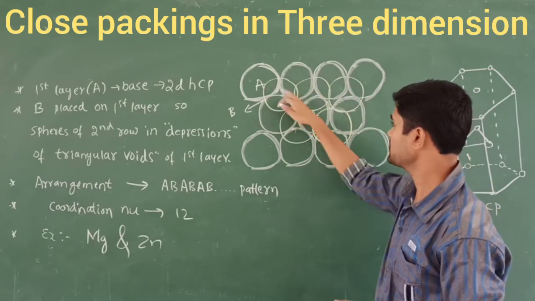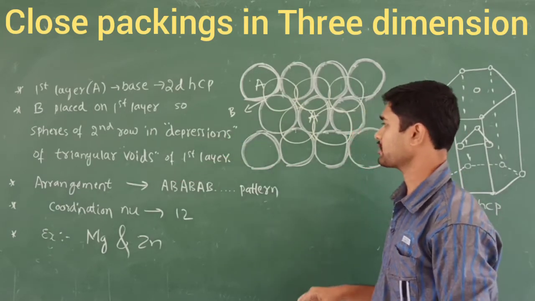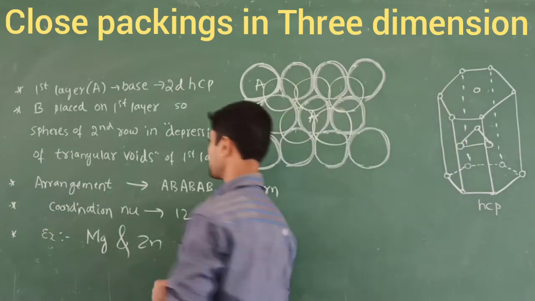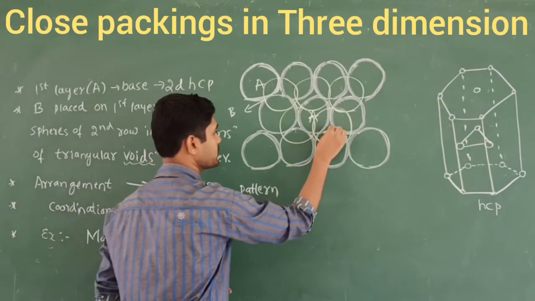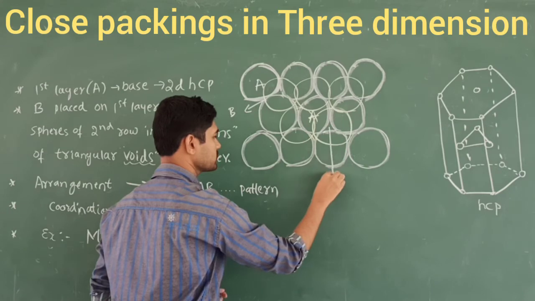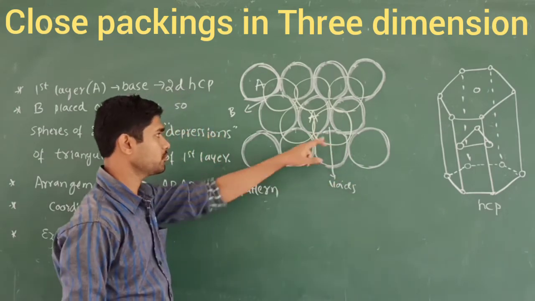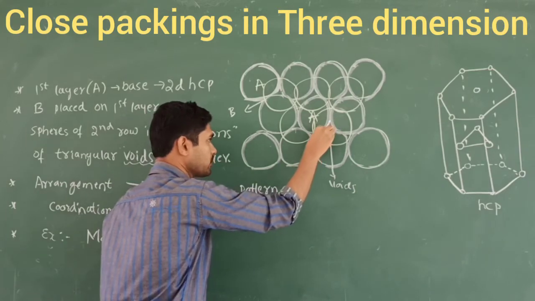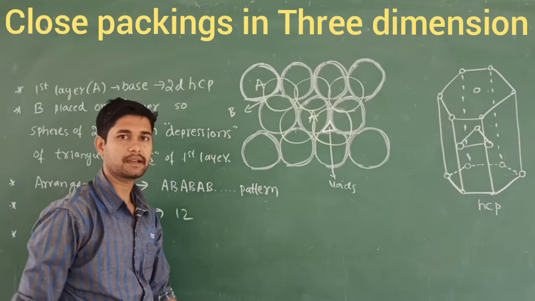How will it be there? So these spheres will sit in the depressions, the triangular voids. So this one term is introduced here. That is called the voids. Voids is nothing but this empty space. This will be called the voids. Voids is nothing but the empty space, so this will be the triangular voids.